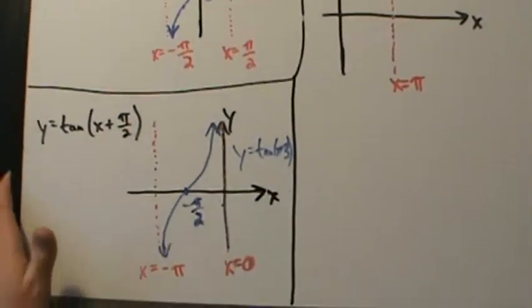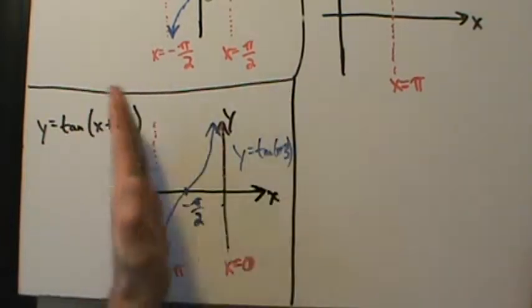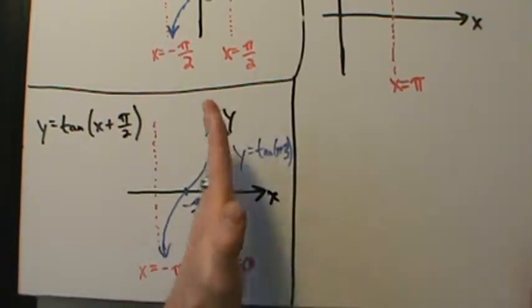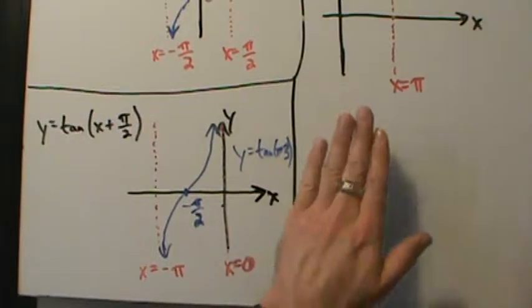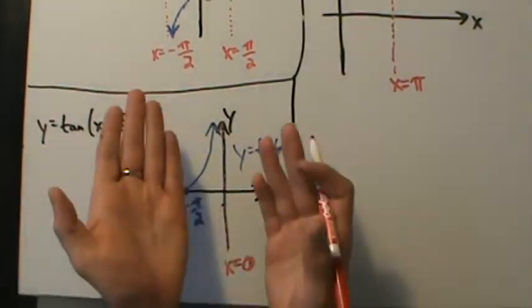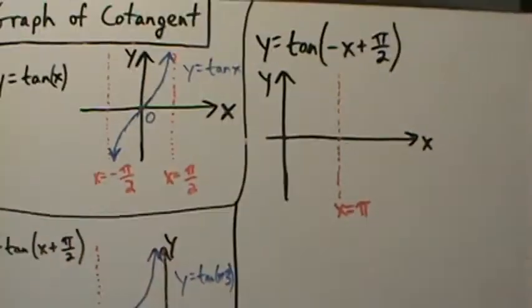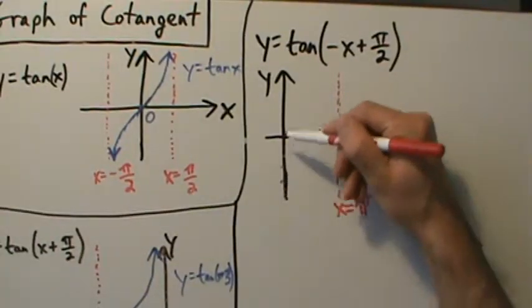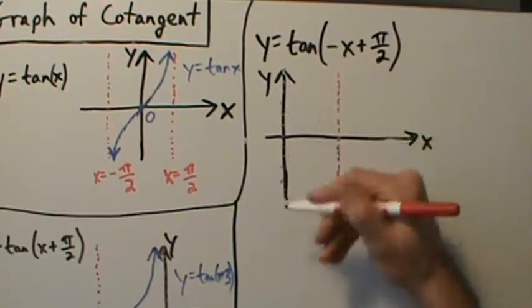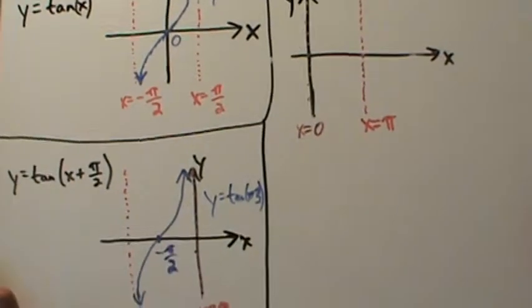Okay, and then x equals 0, well that's right on the y-axis, so if you reflect over the y-axis, then anything on the y-axis just stays there. If you reflect over something, anything that's already on that thing just stays there. So x equals 0 just stays where it is. Okay, so that's x equals 0 right there. Okay, so there's the asymptotes.